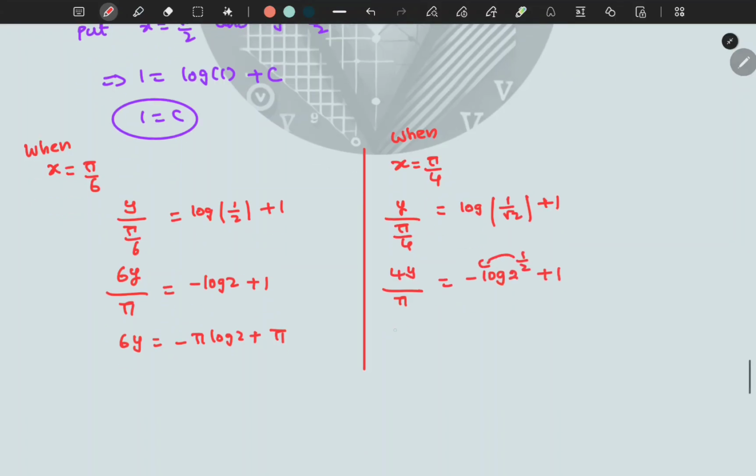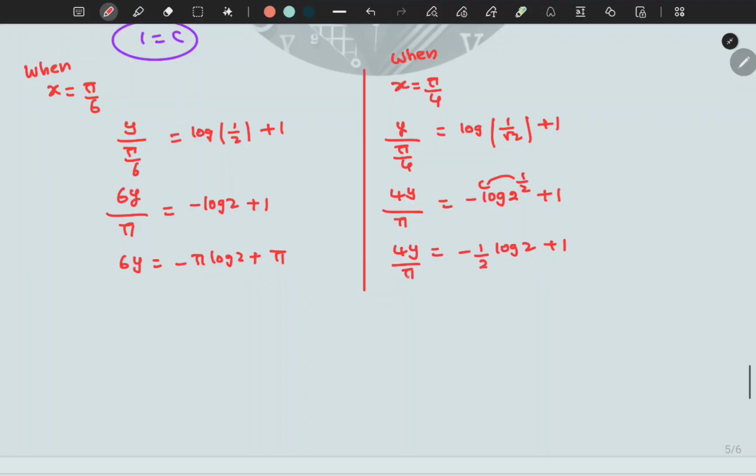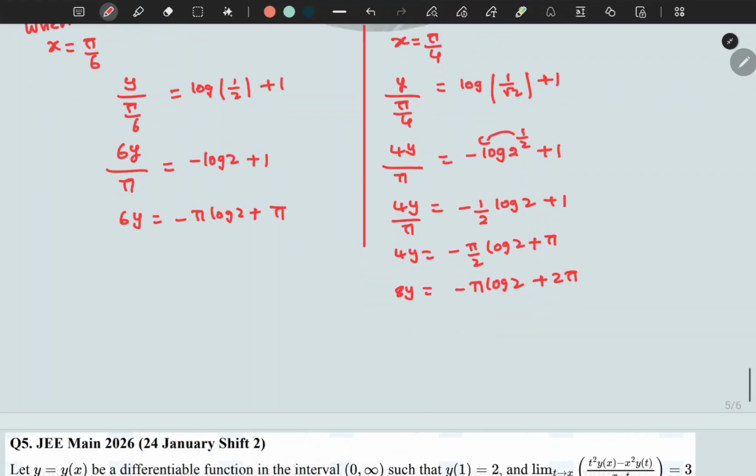This 1 by 2 will jump here, so we get 4y by pi equals minus 1 by 2 log 2 plus 1. Now send pi to the right hand side, we get 4y equals minus pi by 2 log 2 plus pi, right? Now take LCM, we get 8y equals minus pi log 2 plus 2 pi, right?